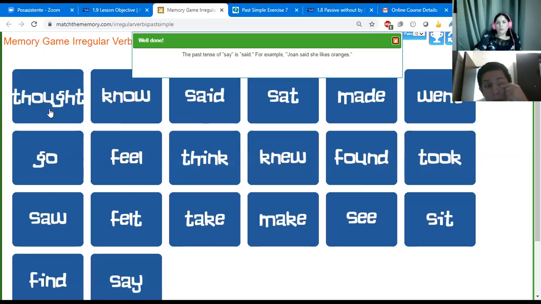Now we have, for example, thought, think, know, knew, said, say, find, found, went, go, see, feel, felt, know, knew, what else, take, took, sit, sat, take, took, make, and make, right? So this is a nice way to practice.